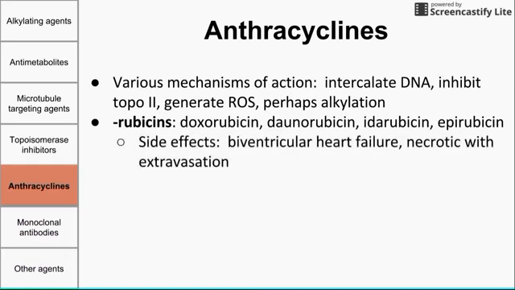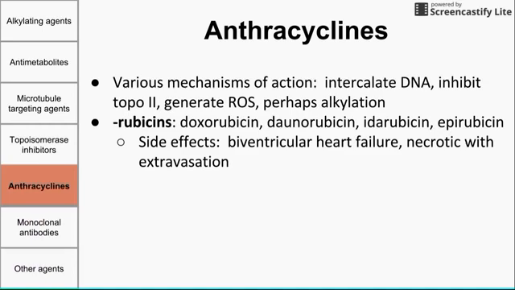Side effects of these are pretty common to all of them: biventricular heart failure, and this is based on the cumulative dose of the rubicin administered. So there's like a limit for each of these rubicins. So doxorubicin's limit might be some number. You can only give a person so much doxorubicin before they hit that number and are at a statistically significant increased risk for biventricular heart failure.